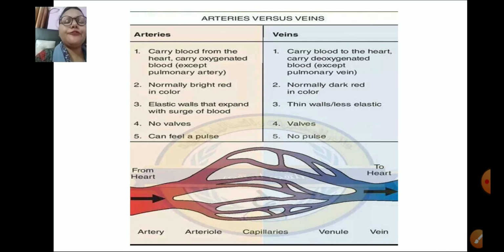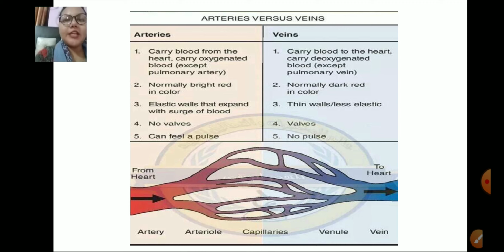At last, we have the difference between arteries and veins. Arteries carry blood from the heart; they carry oxygenated blood except the pulmonary artery. Arteries are distributing vessels and veins are collecting vessels. Veins carry blood from different parts of the body to the heart, except the pulmonary vein that carries the oxygenated blood. Now the arteries are elastic vessels that expand, and the veins are thin walled and less elastic.